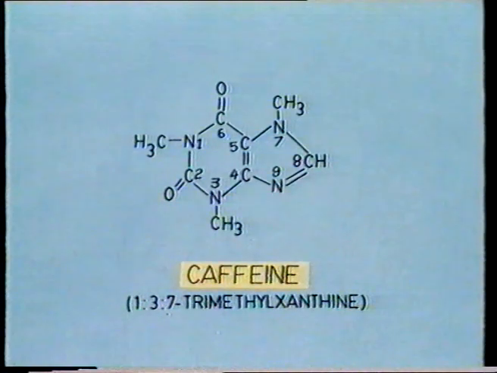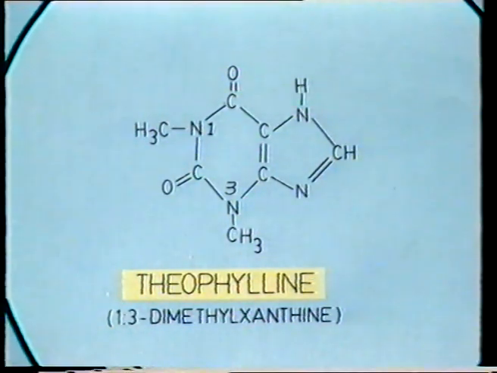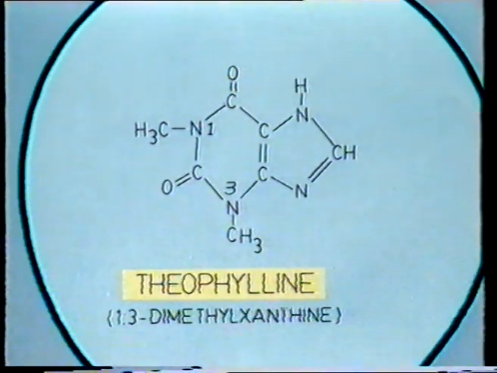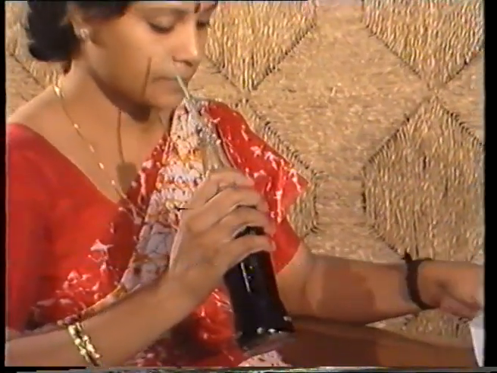Tea leaves, coffee beans, and cocoa contain caffeine and its relatives, theophylline and theobromine. Among these three, caffeine is used as a drug for obtaining stimulating effect on central nervous system. Its main use is in the preparation of cola drinks.